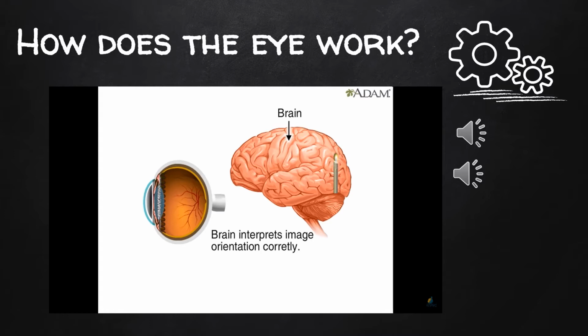Then the image is turned right side up in the brain. Before that can happen, the image needs to travel along the optic nerves and enter the brain's occipital lobe. When the image is there, it regains its proper perspective.